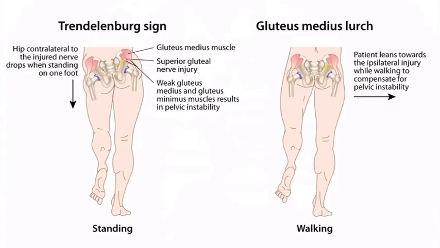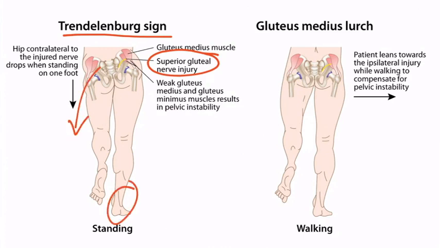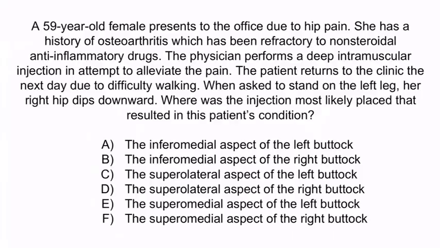From this image, you can see the Trendelenburg sign on the left. In this image, the patient's right superior gluteal nerve is injured. So as the patient stands on the right foot, his left hip drops. This is the opposite presentation of what was described in the vignette. Recall that in the vignette, the patient stood on her left foot and the right hip dipped downward. Therefore, we can conclude that the left superior gluteal nerve must have been injured due to an improperly placed injection. So again, the correct answer is E, the superomedial aspect of the left buttock.